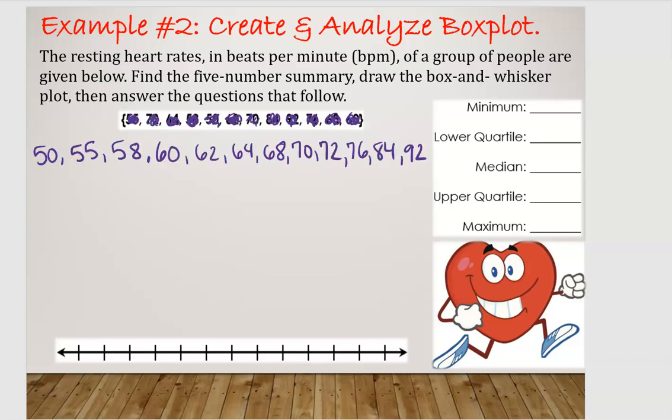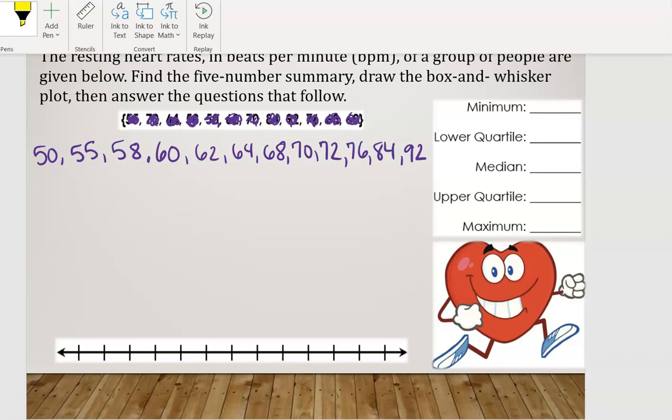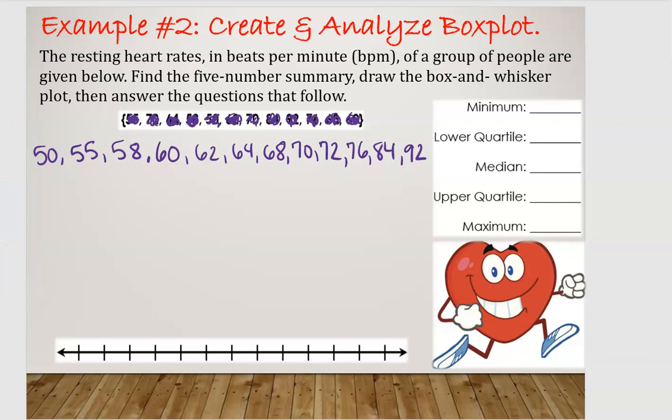Now that we've written our data set from least to greatest, we need to go ahead and identify our 5-number summary. So finding our min, max, median, and lower and upper quartile. So the easiest ones to figure out are the min and the max. So our minimum that we have right here is 50, and our max is 92. Let's go ahead and fill that in.